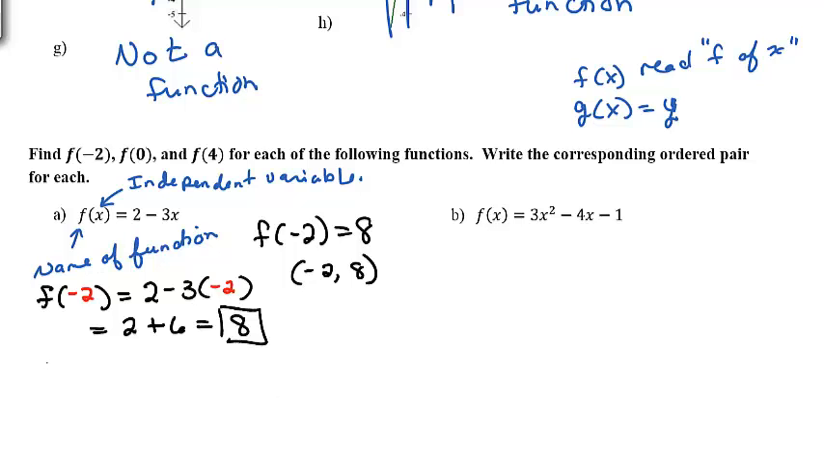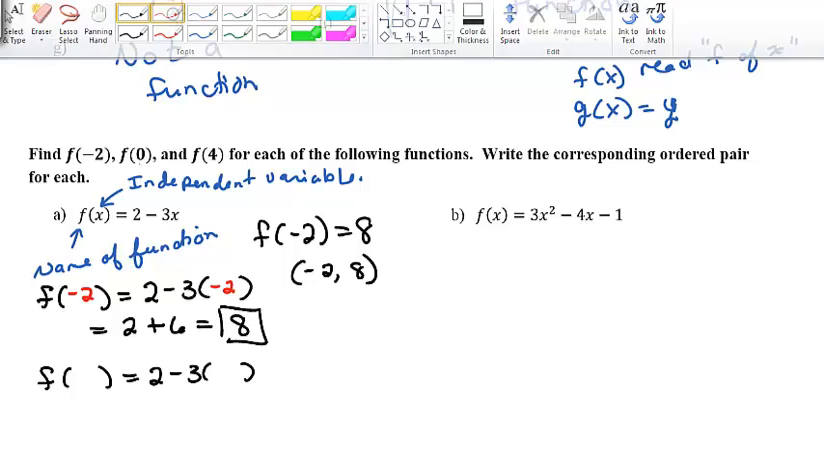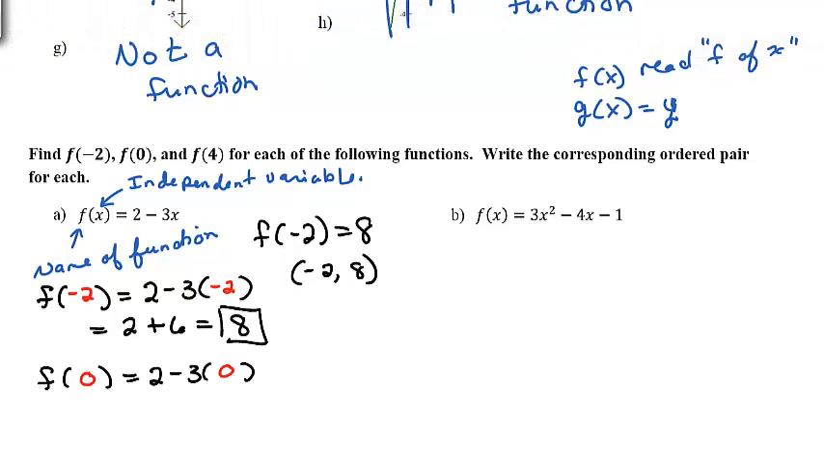Then we also want to find f of 0. So again, write out your shell, and the shell is 2 minus 3 with an empty parentheses, and in the parentheses we're going to put a 0. So what do we get here? We have 2, and then -3 times 0 is 0. So you could write -0 or +0. Doesn't really matter there. And so we just get 2. And so this says f of 0 equals 2, and the ordered pair associated with that is the point 0, 2.